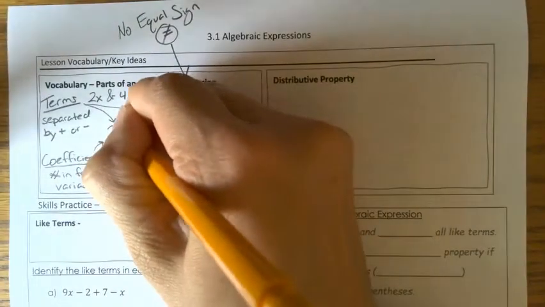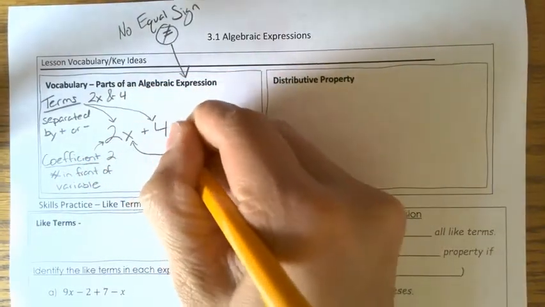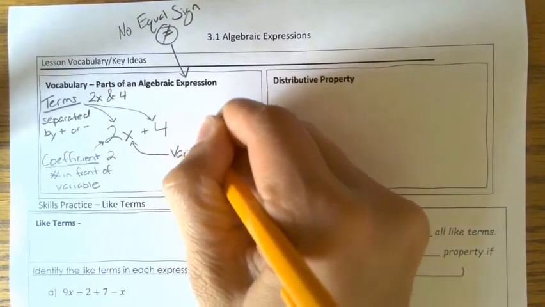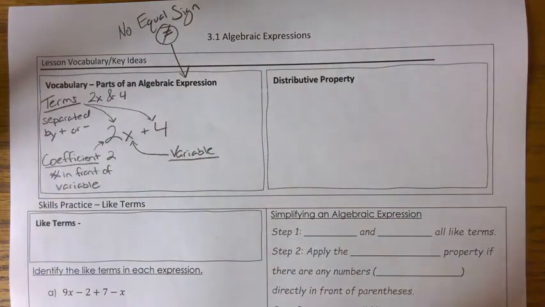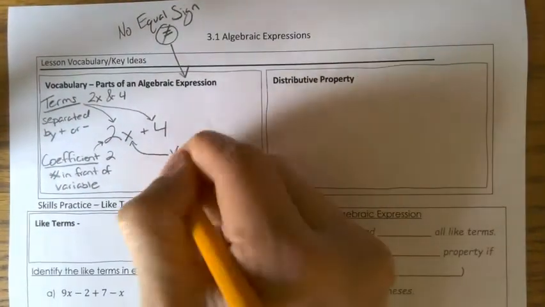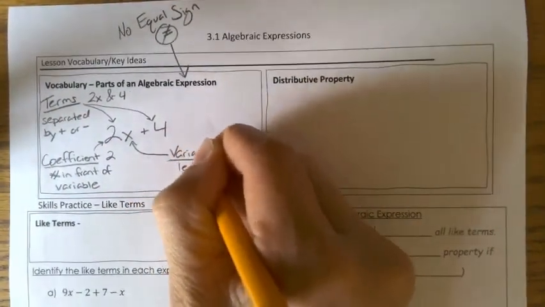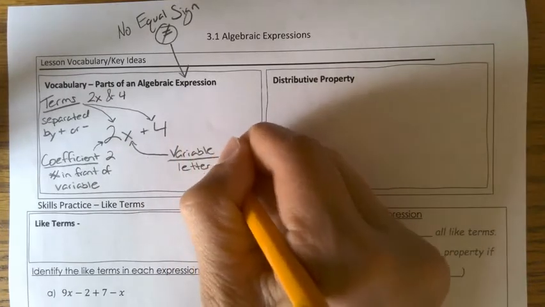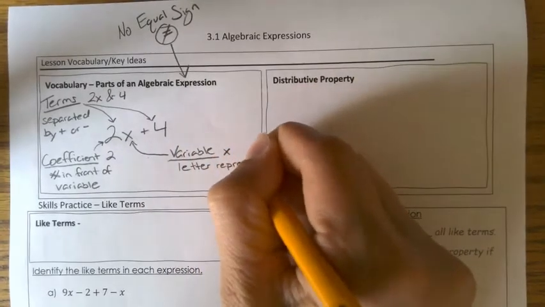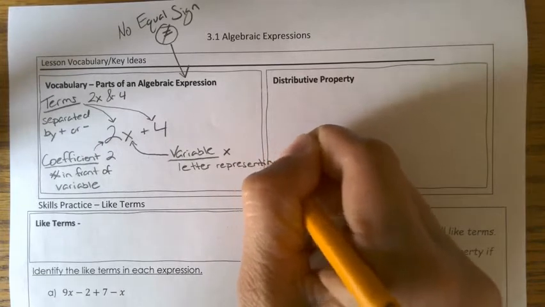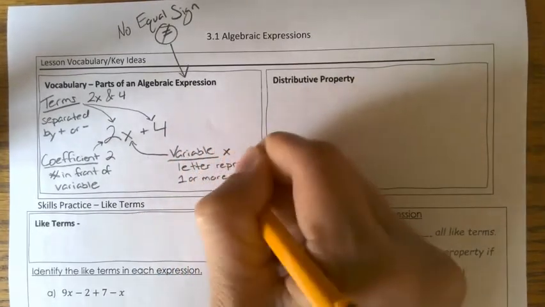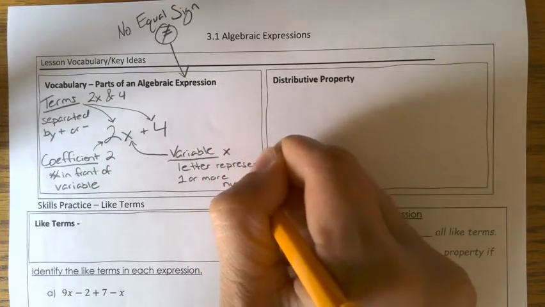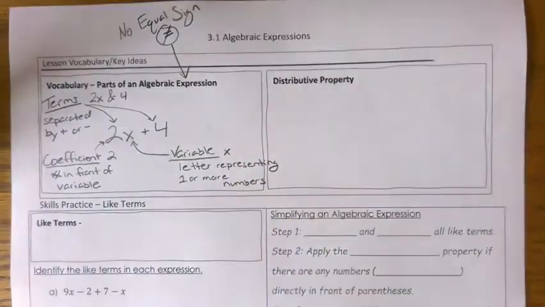Now the x is, like we said, the variable. And remember, variables can be any letter at all. X is just the most popular one. It's going to be a letter representing one or more numbers. And we're going to dive into the or more numbers at the end of this unit.